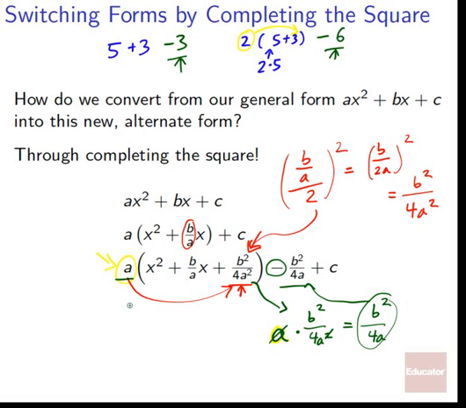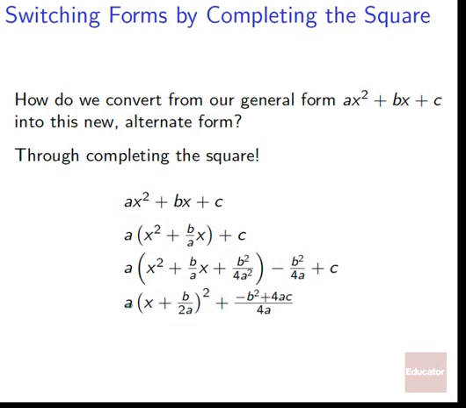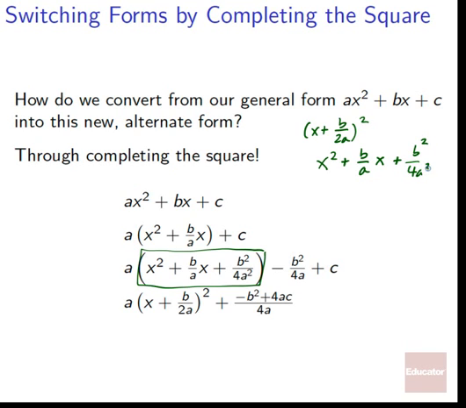It's still equivalent. So at this point, we can now collapse this thing right here into a squared form, x plus b over 2a squared. Let's check and see that that actually makes sense still. x plus b over 2a squared. So we get x squared, x times b over 2a, plus b over 2a times x, so that becomes b over a x, because they get added together twice, plus b squared over 4a squared. So sure enough, that checks out. That's the same thing. Minus b squared over 4a plus c.